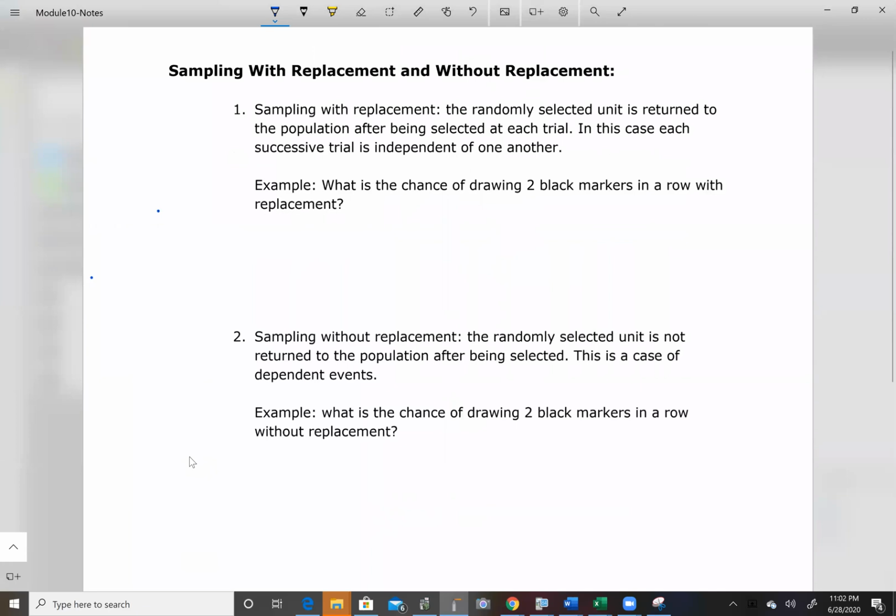Okay, and then I think I went over this in the last video with a set of cards. So this is going to be the same thing. Sampling with replacement. Okay, and then we'll talk about sampling without replacement. Sampling with replacement: the randomly selected unit is returned to the population after it's selected each trial. So if you are choosing a card from a deck of cards, sampling with replacement means you choose a card and then you put it back into the deck. So this says, what is the chance of drawing 2 black markers in a row with replacement?